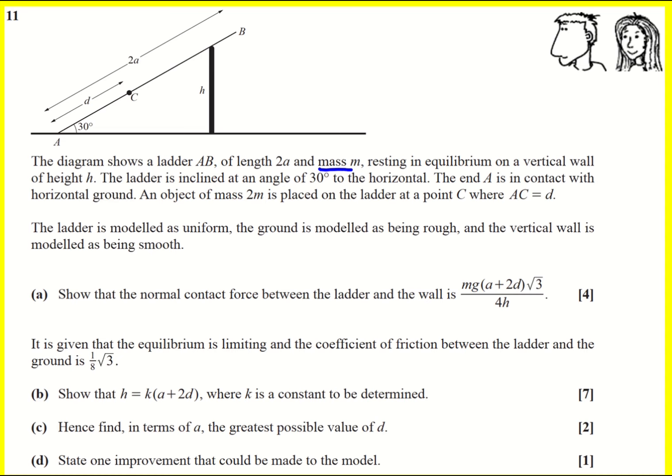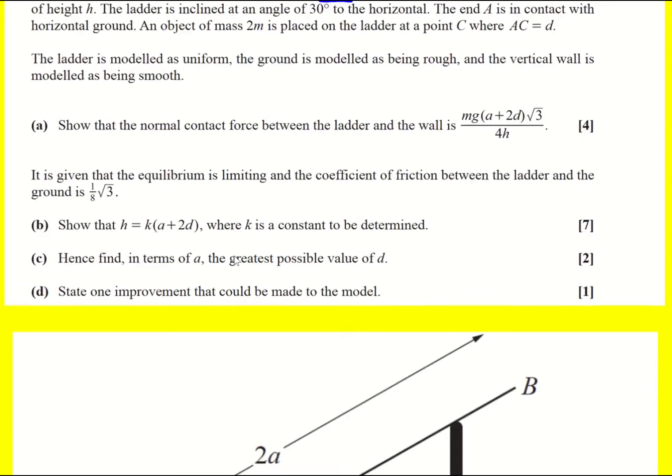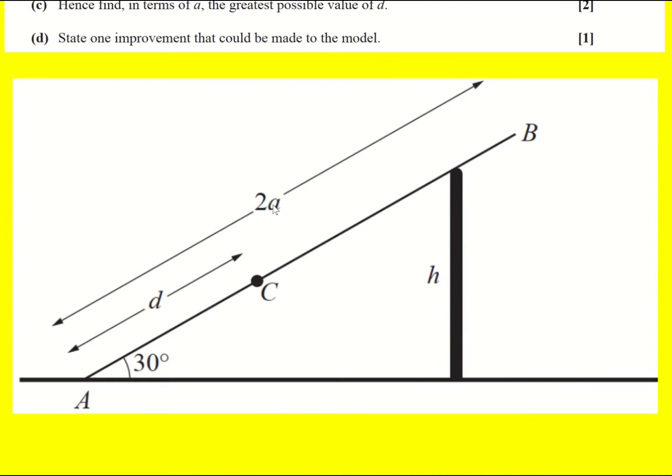A vertical wall of height h, the ladder is inclined at an angle of 30 degrees to the horizontal. A is in contact with the ground, and then an object of mass 2m is placed on the ladder at C, where AC is equal to d. Before I get on to the next bit, I can add a few things to my diagram. So this here is going to be a weight, and it's going to be 2mg. There's going to be a normal reaction force from the ground, and I'll call that RA.